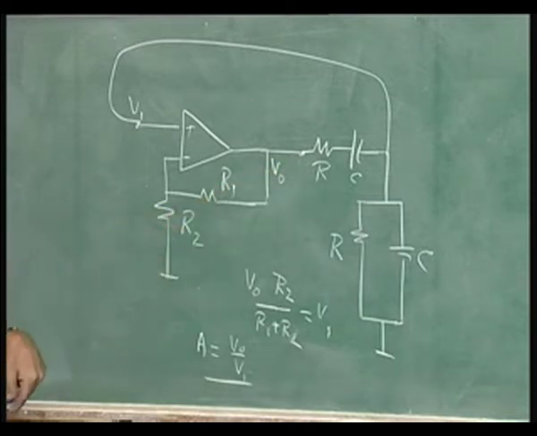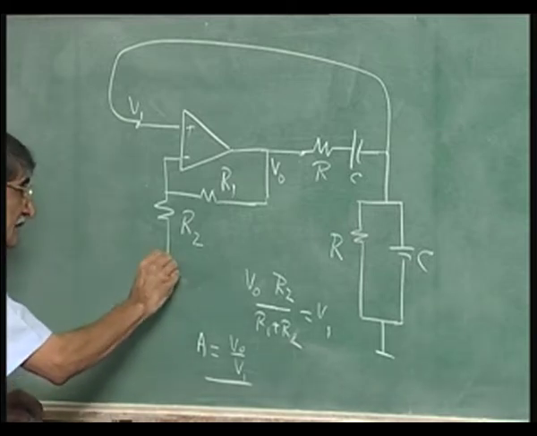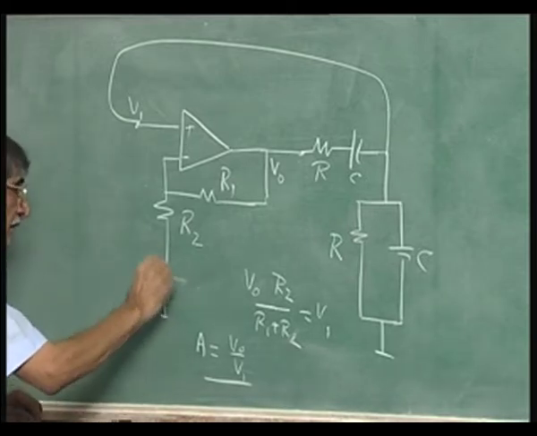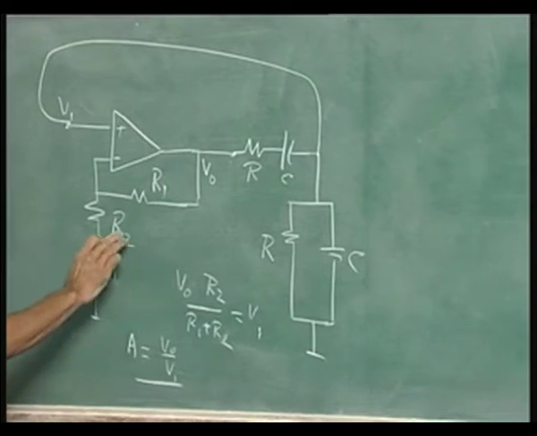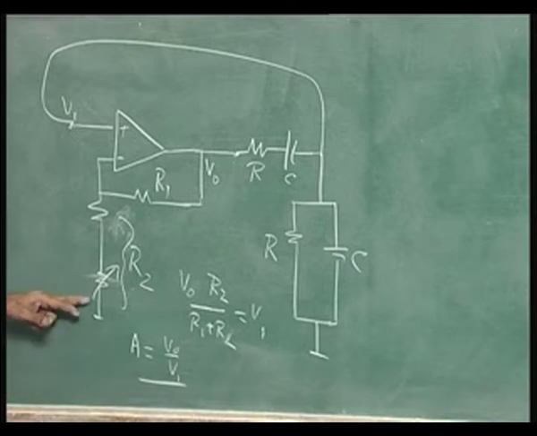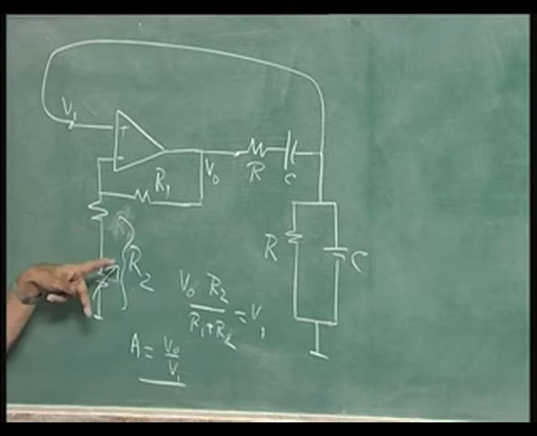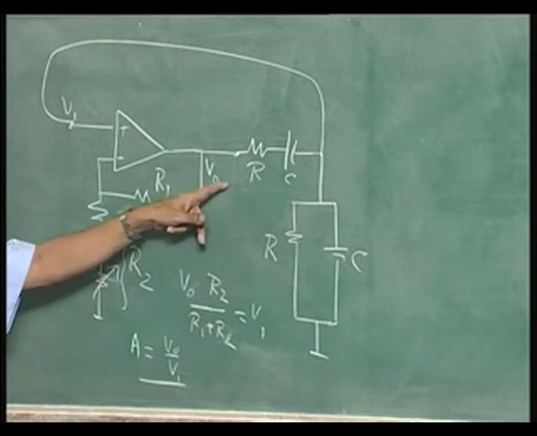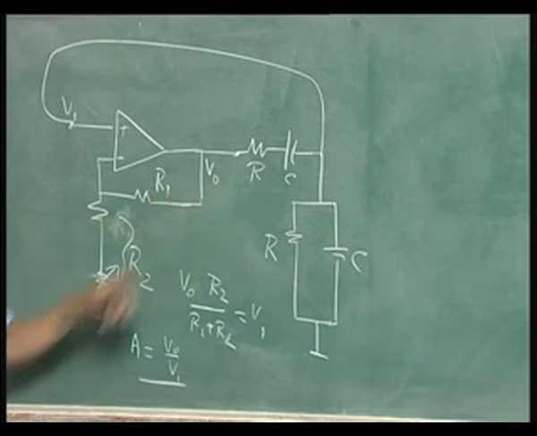So, what do you do? Put a variable resistor here, and this whole thing as R 2. This resistance you adjust such that when R 1 divided by R 2 is equal to 3, you get that amplitude. How do you do that? Take the output from here.